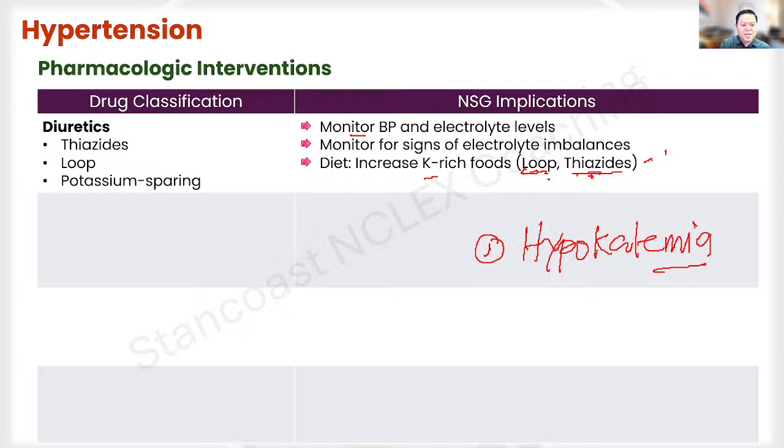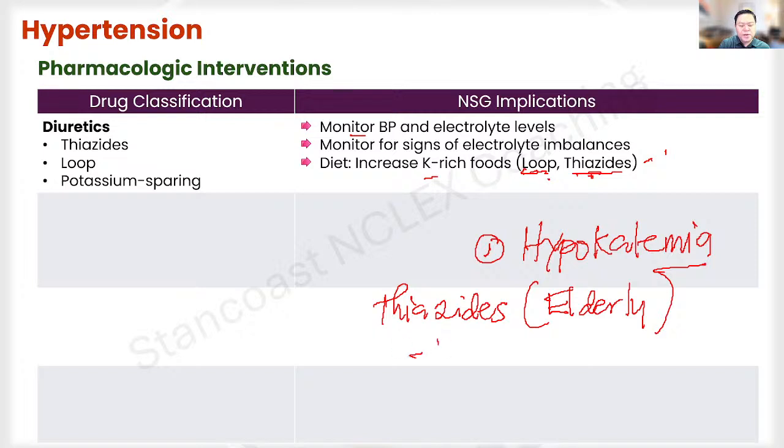Now, another thing here is when they are taking the thiazide, and this is what I noticed more in the elderly population, they're going to end up with hyponatremia, low sodium levels. This is not good because, of course, if they're going to be hyponatremic, what do you think could happen? It can affect their neurological function. They can start to get confused. In severe cases, it can lead to seizures as well.